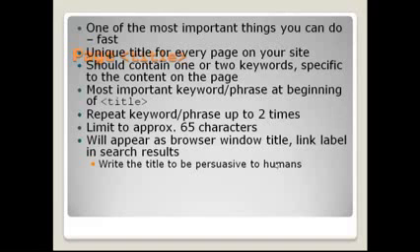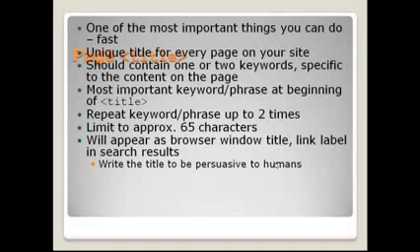And these need to be unique for every page on your site. They should contain 1 or 2 keywords specific to the content of that page, with its most important keyword phrase at the beginning of the title. You want to repeat the keyword phrase up to 2 times and limit it to approximately 65 characters. It'll appear in the browser window title, and if you're looking at a page, it's usually at the very top left-hand corner of the page, depending on what browser you're using.